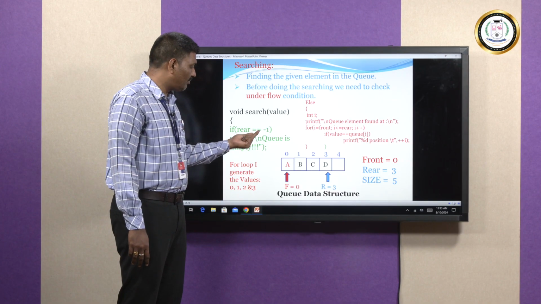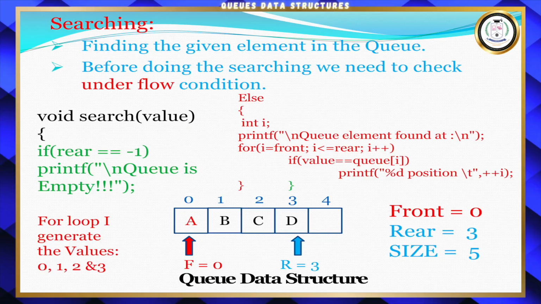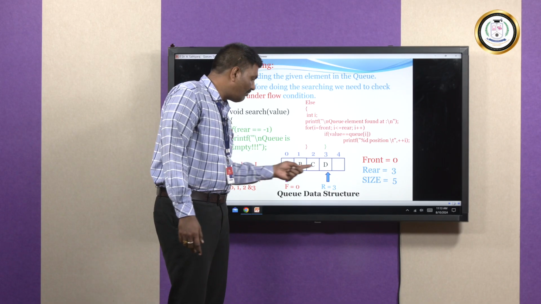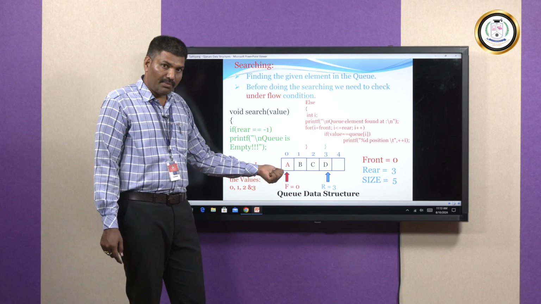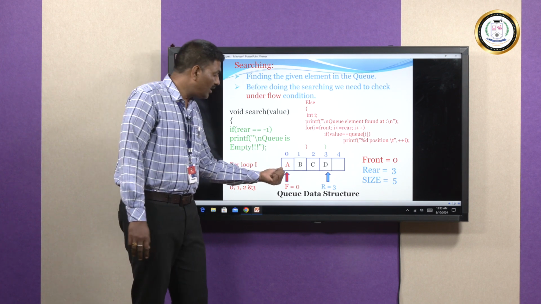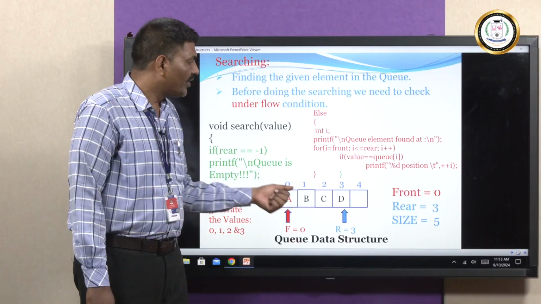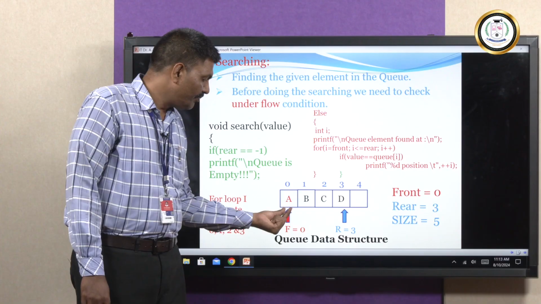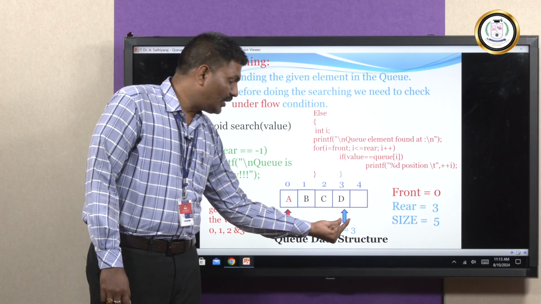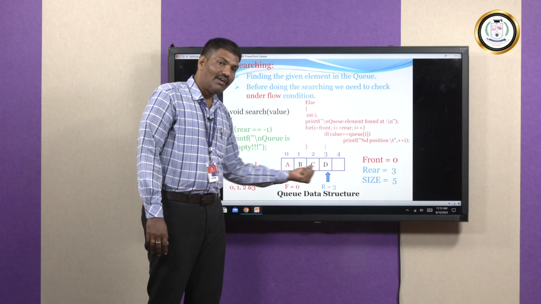If rear equal to -1, then the queue is empty. This is the if condition, and the else part is here. So we check the A value, compare with the given value, B value, compare with the given value, C, compare with the given value. All the values need to be checked one after another, whether the given value and the available value are the same or not. To check each and every value, we are using the for loop, where we start checking from the front pointer up to the rear pointer, so all the values available in the queue are covered.